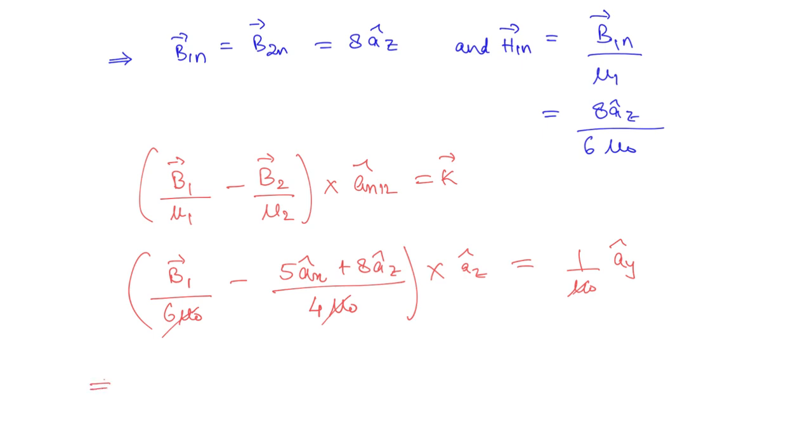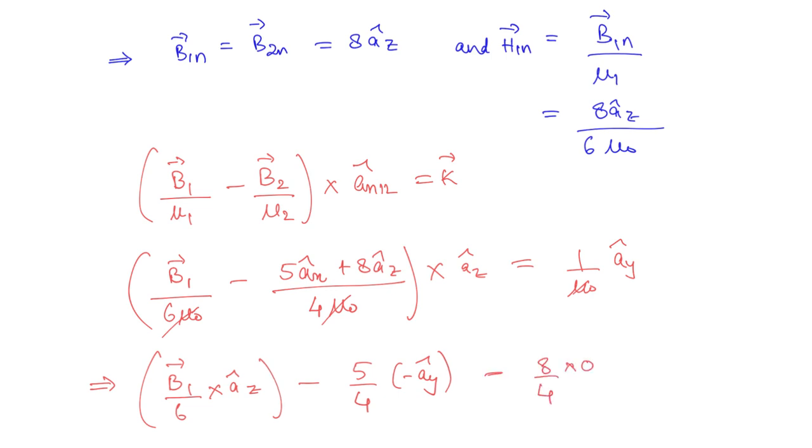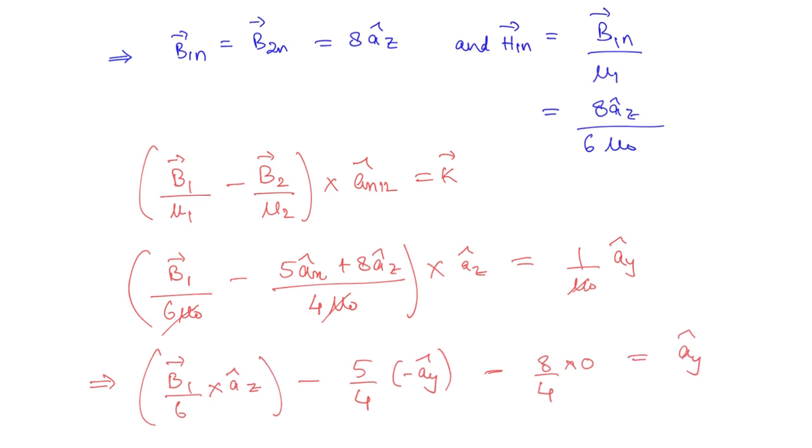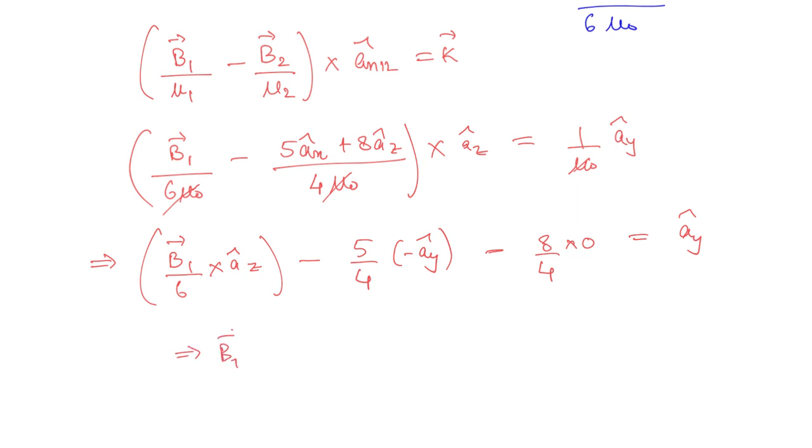Now if you expand, you can write B1 bar by 6 cross az cap, minus 5 by 4 ax cap cross az cap, which is going to be minus ay cap, minus 8 by 4 az cap cross az cap, which is 0 because parallel vectors give 0. So this is going to be plus ay cap. So from here you get B1 bar by 6 cross az cap equal to (1 minus 5 by 4) ay cap.